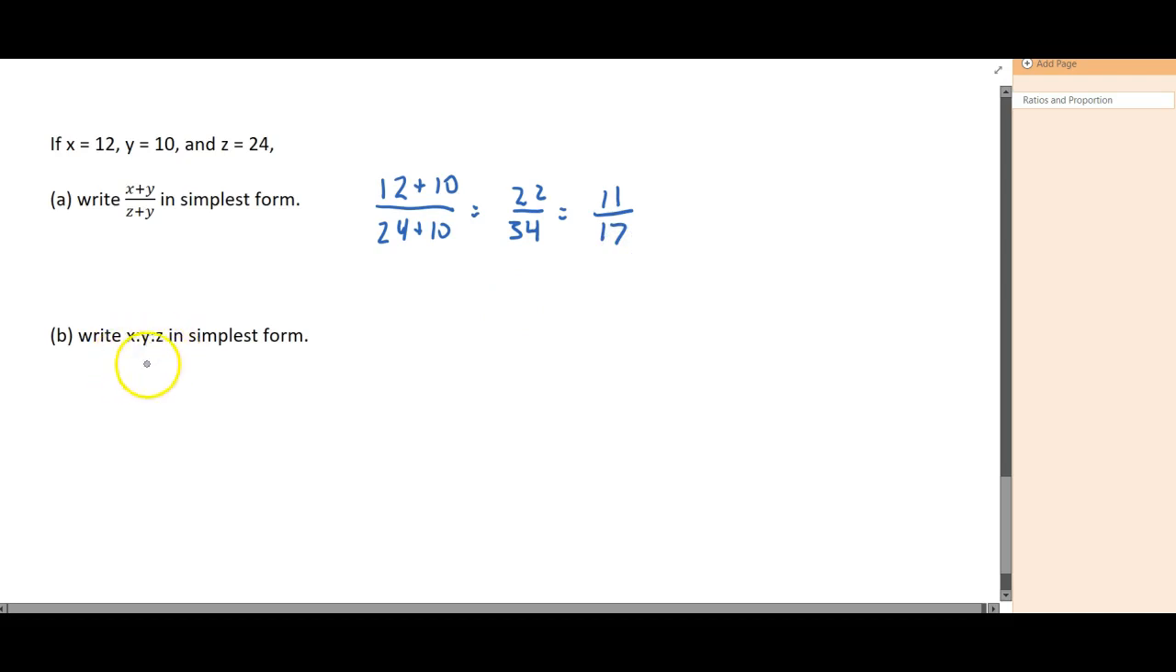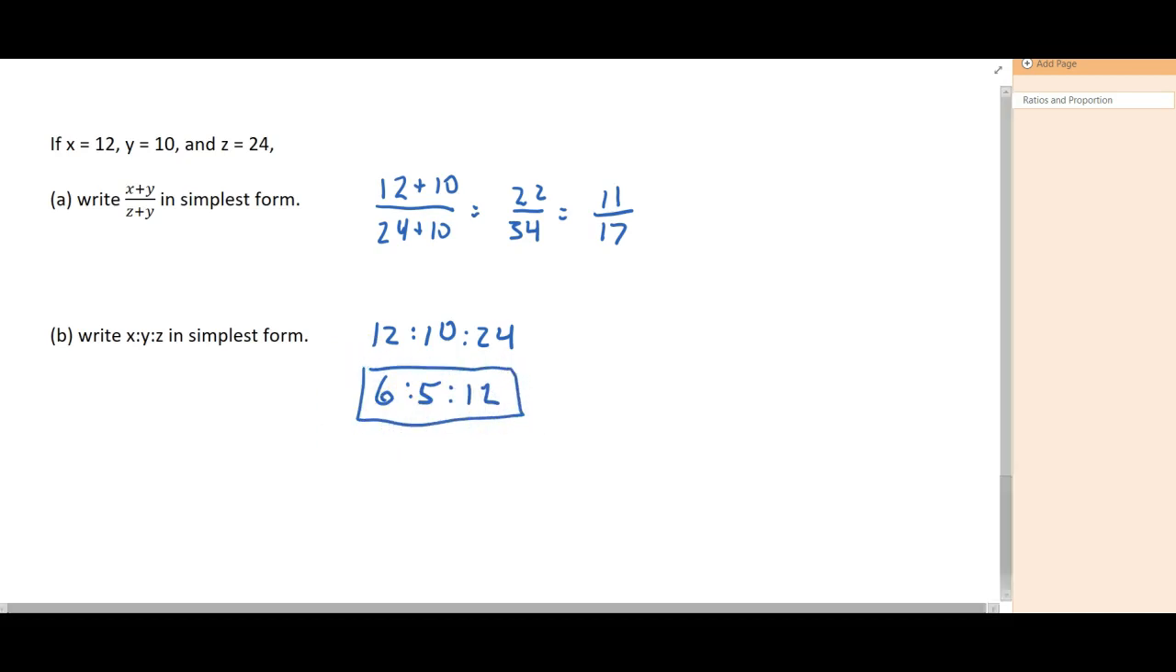Okay, and you can also have three terms in a ratio. So x to y to z would be 12 to 10 to 24, which is 6 to 5 to 12. And that's as far as we can go with that. So that'll be our answer.